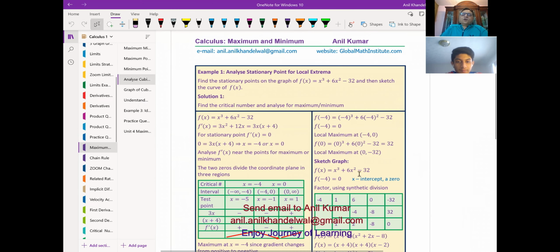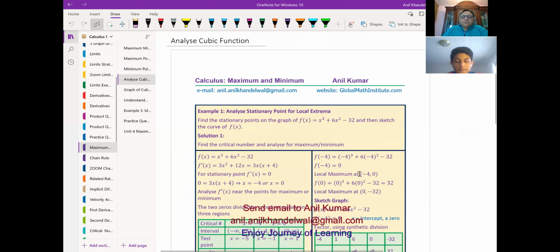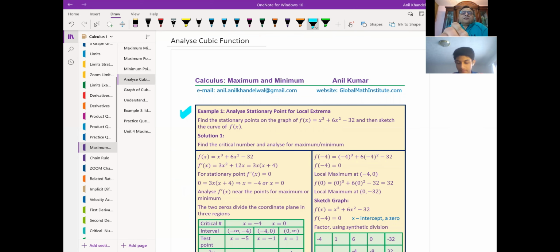So this is another cubic function before you. I'm trying to show you the question alone. Can you please read the question? Example 1. Analyze stationary points for local extrema. Find the stationary points on the graph of f of x equals x cubed plus 6x squared minus 32, and then sketch the curve of f of x. So can you please write down the function and sketch the function, find the derivative? So the derivative would be 3x squared plus 12x.